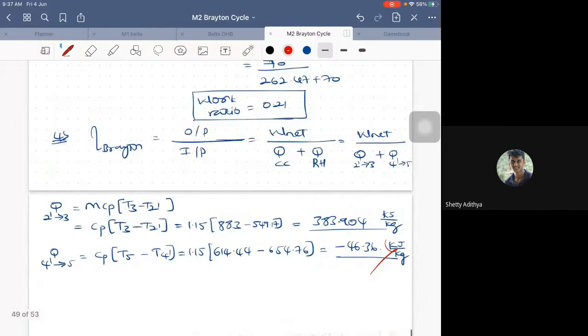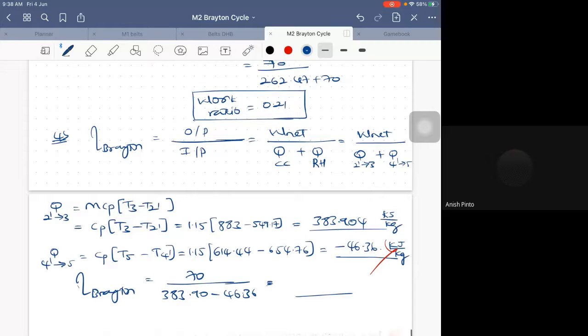Just check with the efficiency of the Brayton cycle how much you'll get. Just to check the value I have got: W net is 70 divided by 383.90 minus 46.36. How much is this value? 20.73. 20.7, and the value is 100% correct.